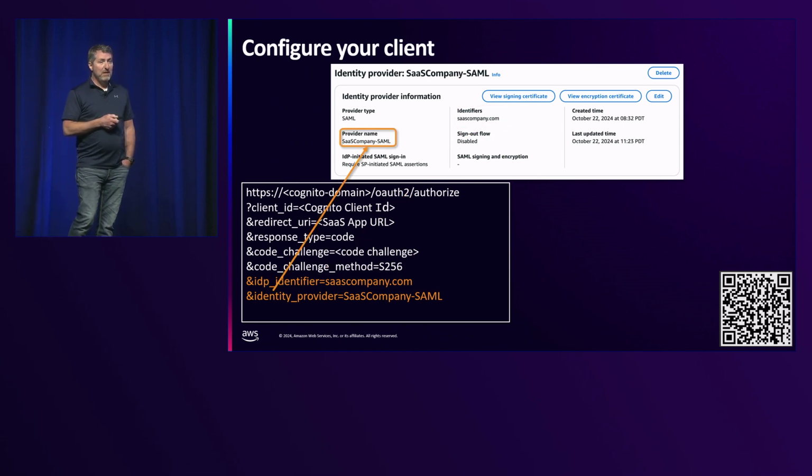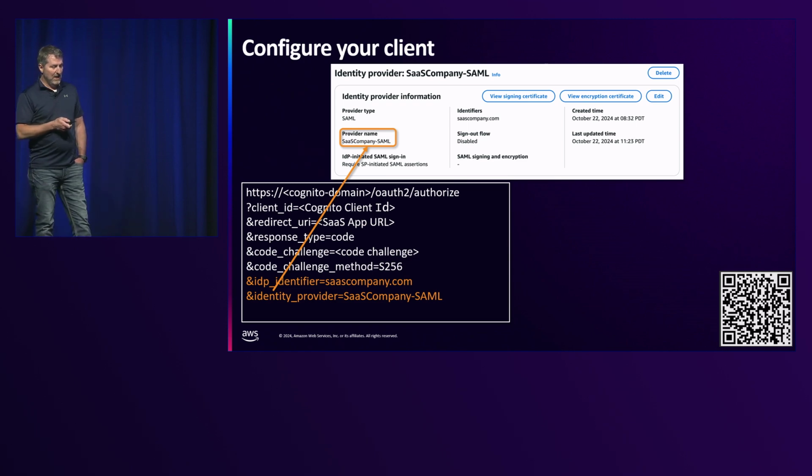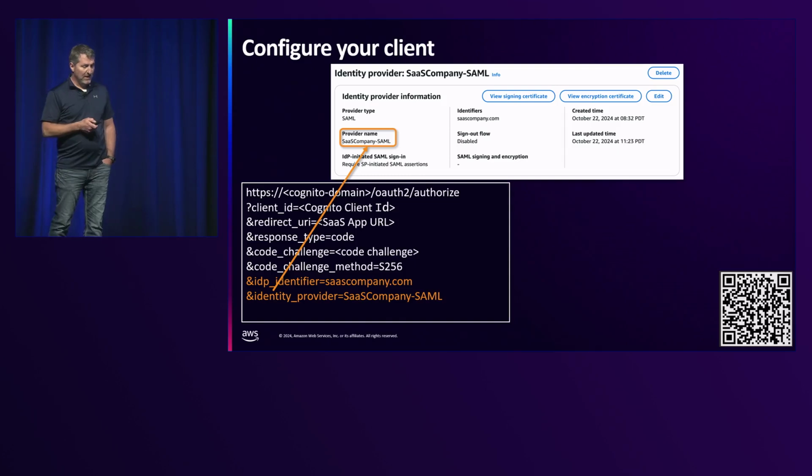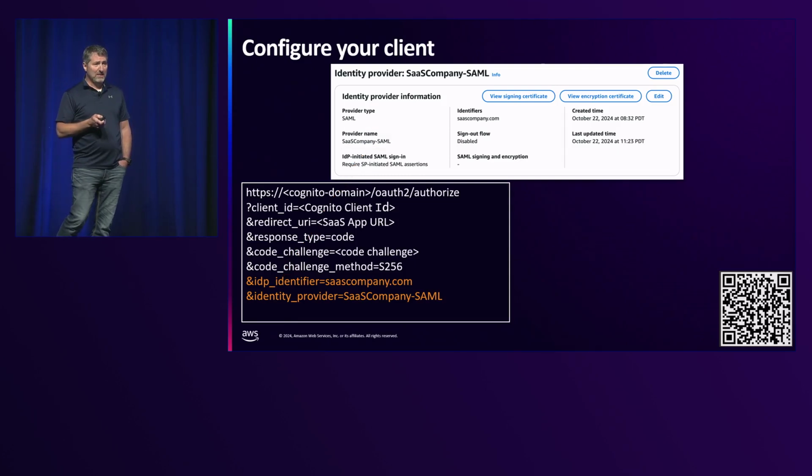Alternatively, you could pass the name of the provider. Remember, I had Okta OIDC as the name of one of those providers. I had Okta SAML. We got SaaS company SAML. You pass the name as identity_provider. Cognito will pick that one for you as well. You could pass either or, you don't have to pass them both.